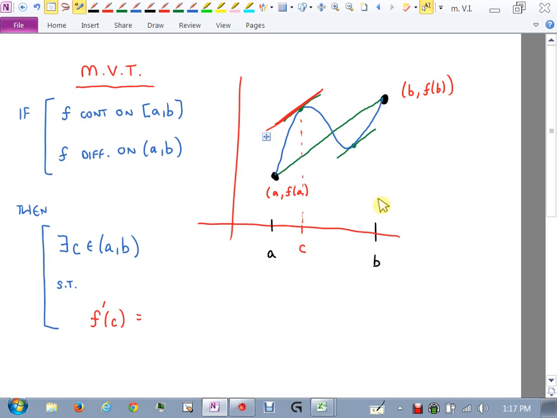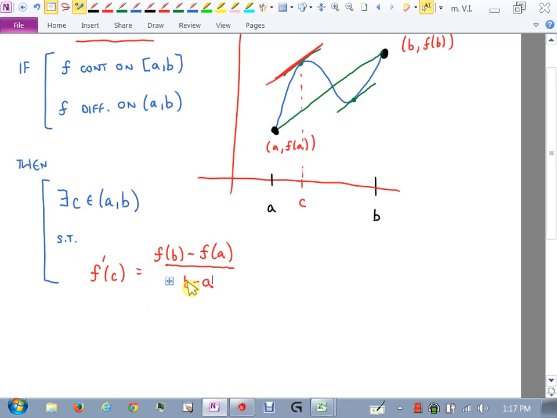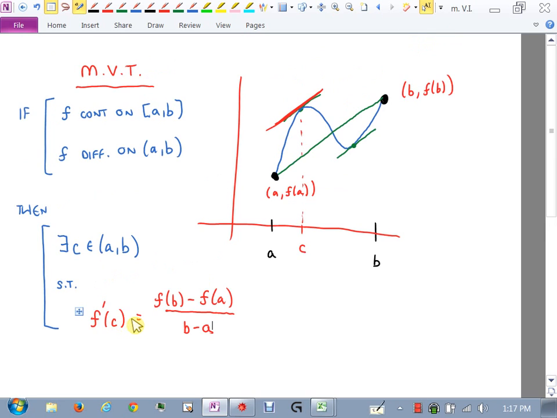I don't know what a is, and I don't know what b is. I don't know what f is. But if I did know what a, b, and f were, then those would be the coordinates of those points. So the derivative at that point c should be equal to that slope, which should be f of b minus f of a over b minus a. And that is the mean value theorem. Rise over run should be equal to the slope of the tangent line somewhere in there. If you just turn your head, that's Rolle's theorem, isn't it? Just turn your head. That's Rolle's theorem.